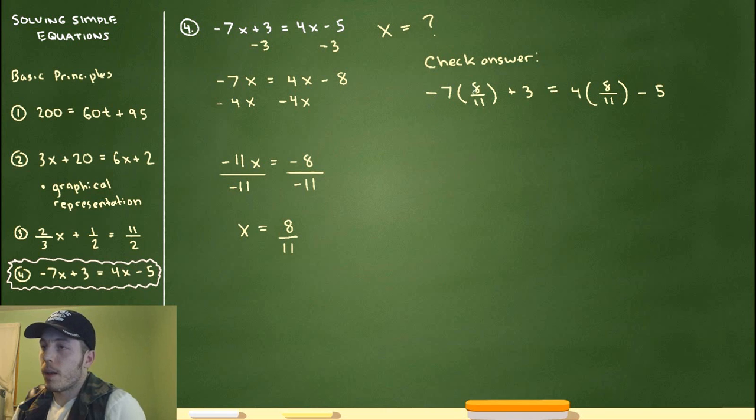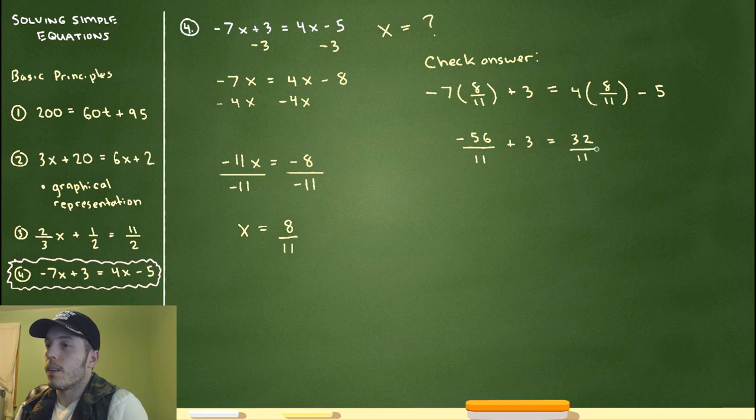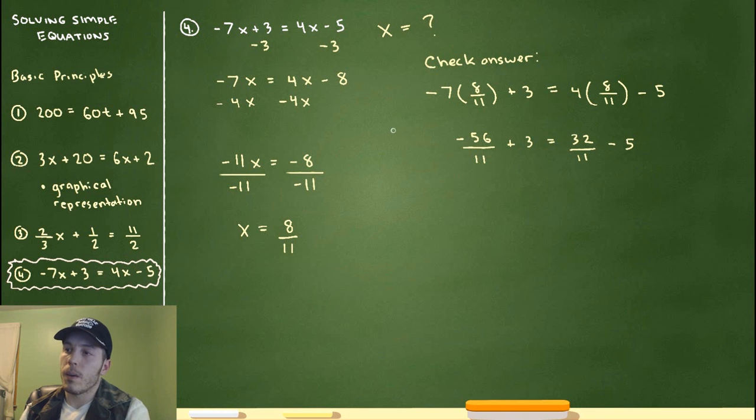Okay, so negative 7 times 8 over 11 is negative 56 over 11, and then plus 3. And we want to see if this is equal to, now 4 times 8 over 11 is 32 over 11, and then we're subtracting 5. Okay, so to combine these two numbers, we need a common denominator. Right now this is over 1, and right now this is over 1. We want an 11 to be here, so we would want to multiply that by 11, and we do the same thing in the numerator to balance this fraction.